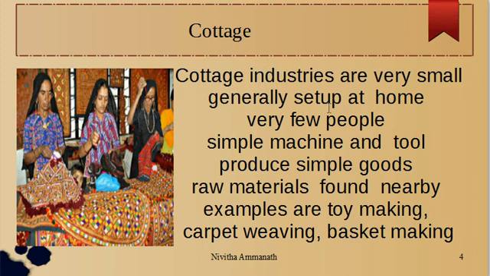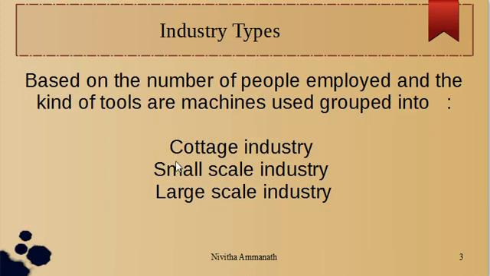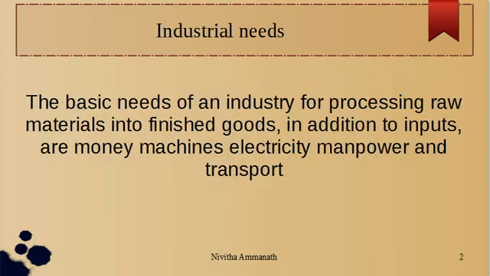Cottage industries are normally set up at home. Raw materials are locally available. Very few machines or tools are used. You don't need a lot of skill to run the industry, or the employees are not very trained in a school or a professional institution. Examples are toy making and carpet weaving. Industry types are cottage, small and large industries.